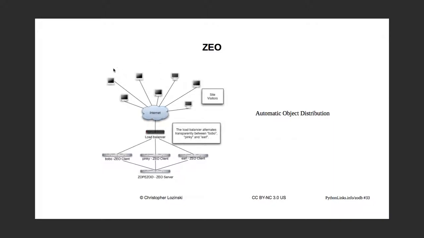And so here we have an image of ZIO, where all the clients connect through the cloud to the load balancer, to the various ZIO clients. And then those all connect to the database ZIO server. So the database gets split among these.